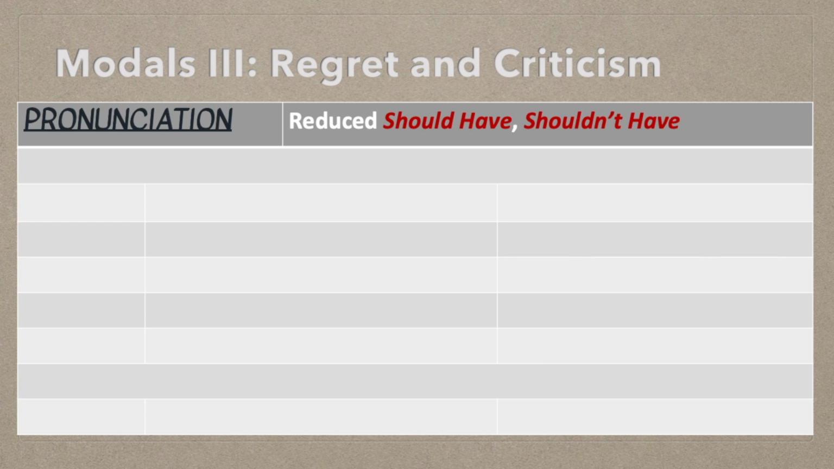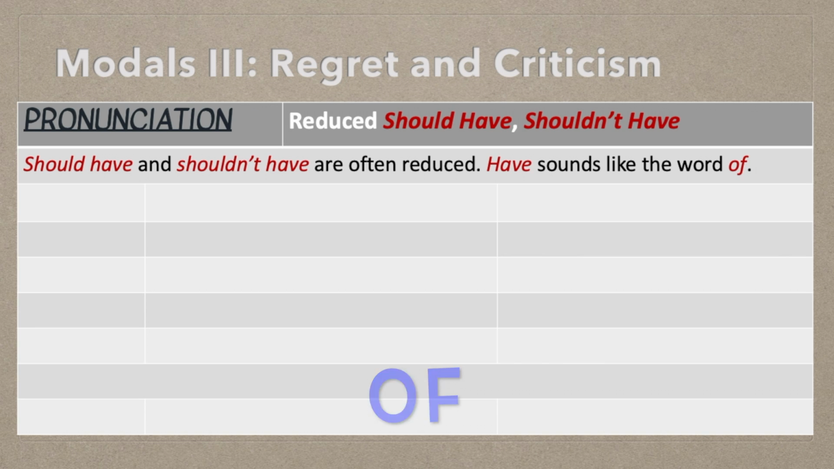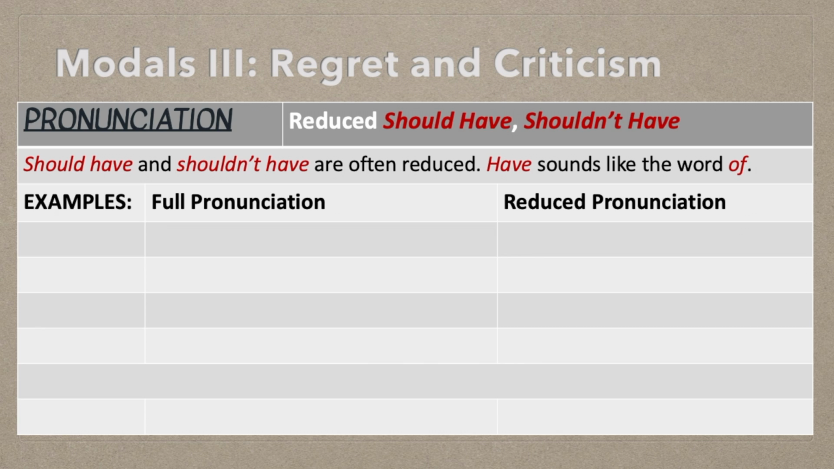Now, the first thing you need to know is that when we say should have and shouldn't have, we usually pronounce have like the word of. Remember, the word is have, but it sounds like of when it comes after should or shouldn't. Please never write OF for have. Just say it that way. I'm going to show you some examples of sentences using the full pronunciation and then using the reduced pronunciation. Say these aloud with me so you can practice. Ready? Okay. The full pronunciation is, we should have helped him.